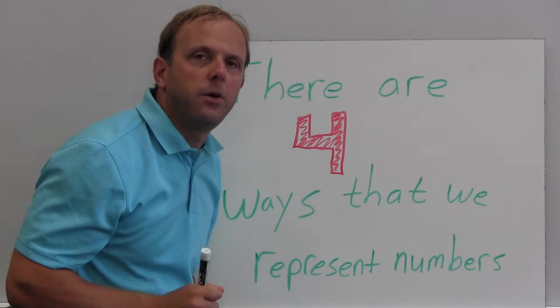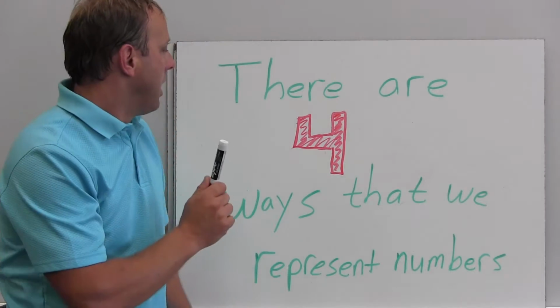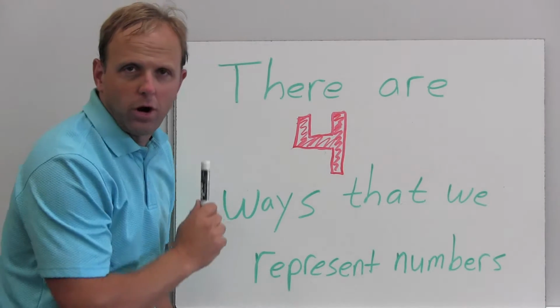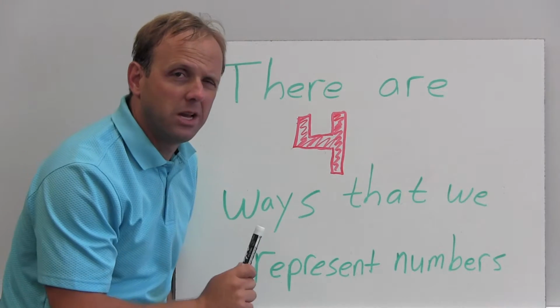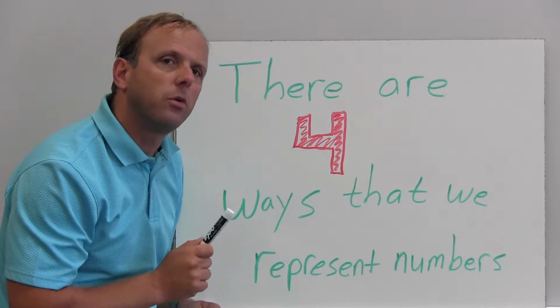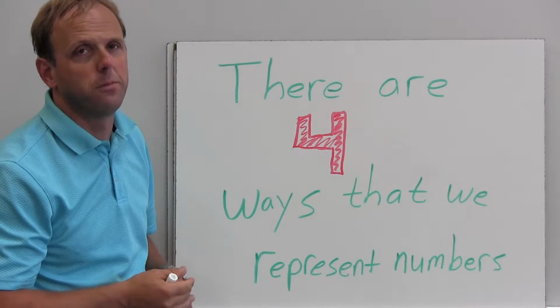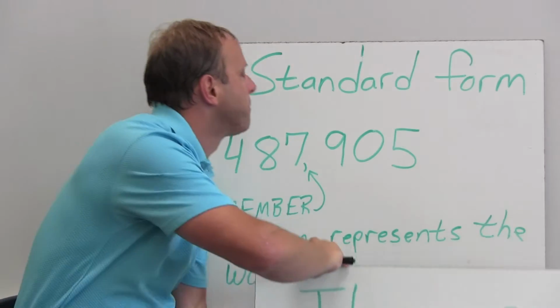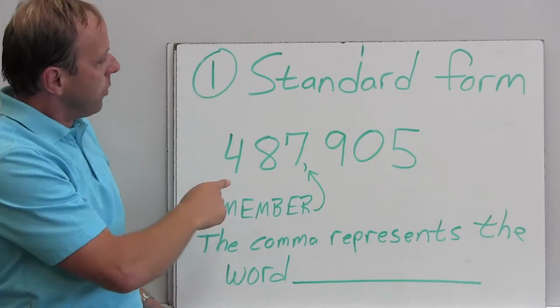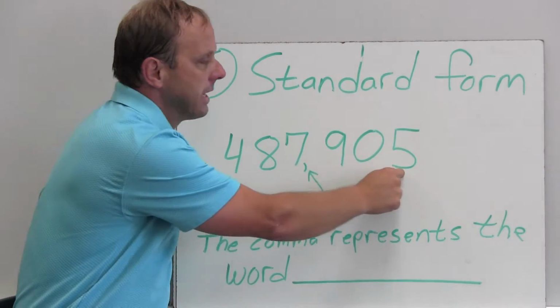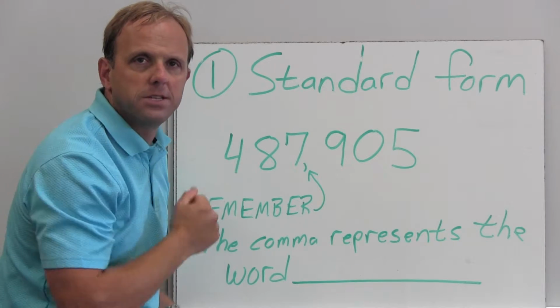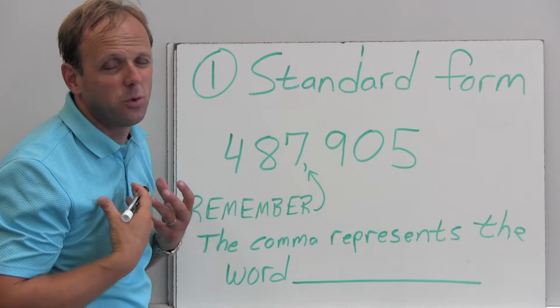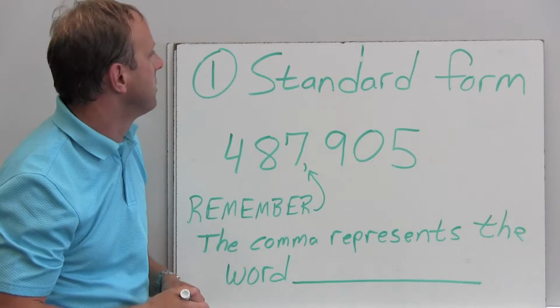Okay, guys. Today what I want to show you is a variety of ways to represent numbers. Now, I'm going to start with the form that you're most familiar with. So, first board down, I'll show you. When you look at any type of number, this is called standard form. It's the way we usually see numbers.